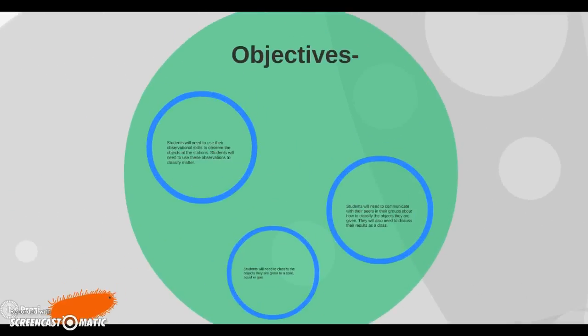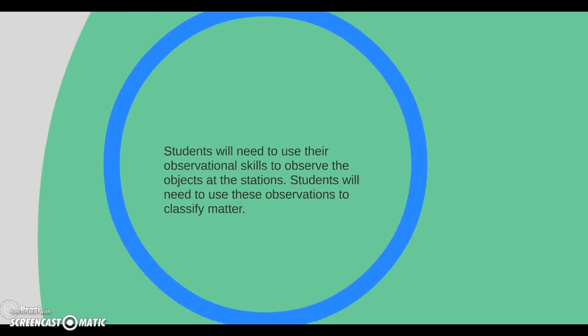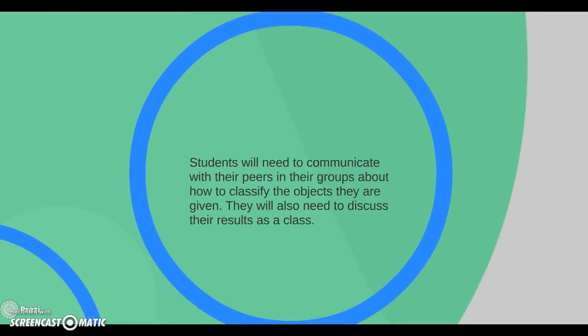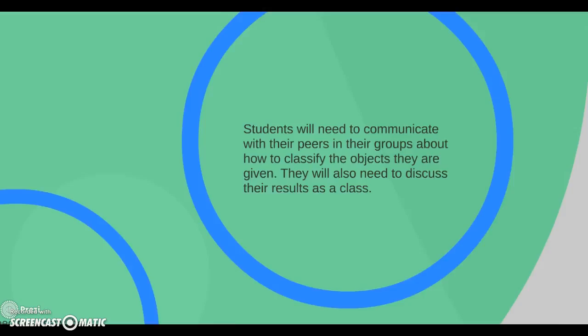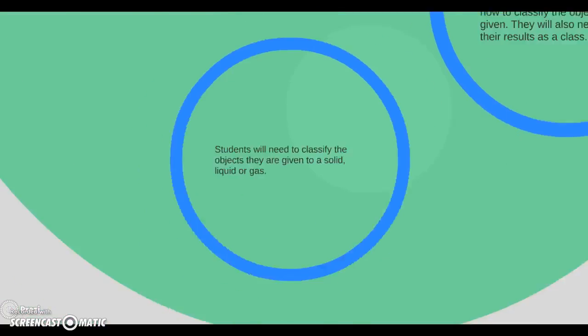So first of all, our objectives for the day. Students will need to use their observational skills to observe the objects at the stations. Students will need to use these observations to classify matter. Students will need to communicate with their peers in their groups about how to classify the objects they are given. They will also need to discuss their results as a class. And finally, students will need to classify the objects they are given into solid, liquid, or gas.